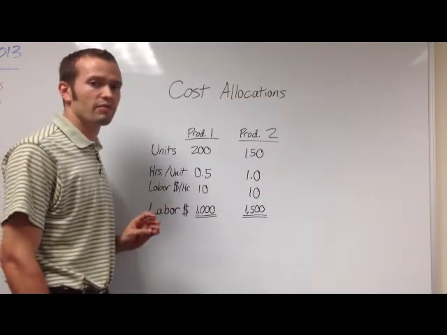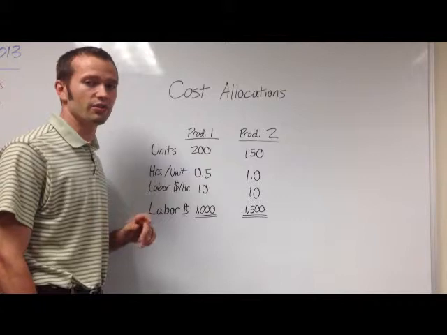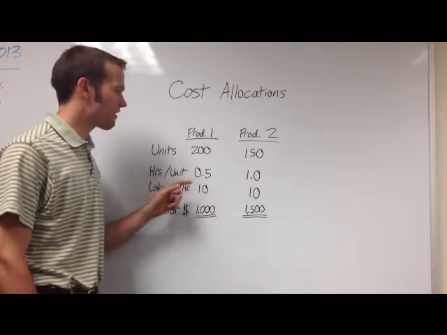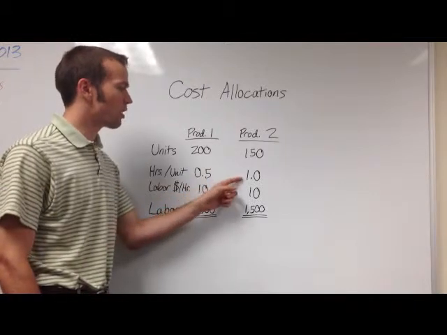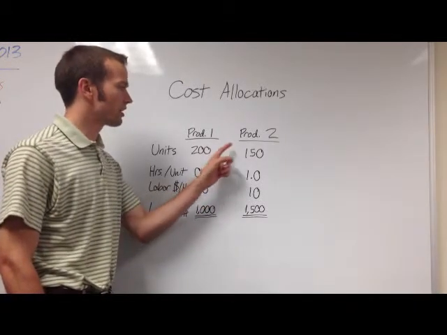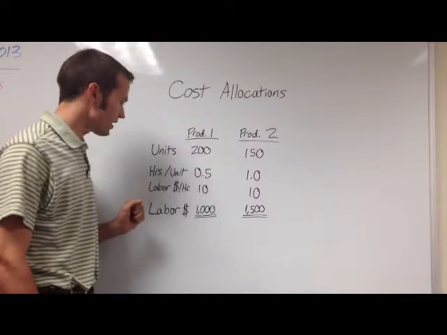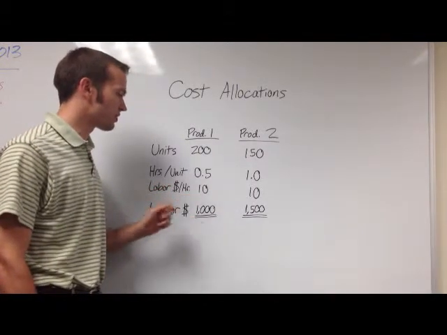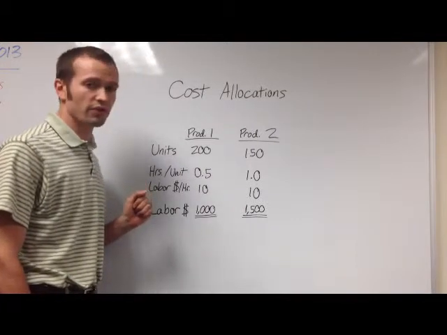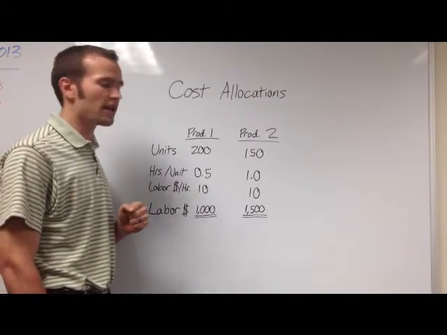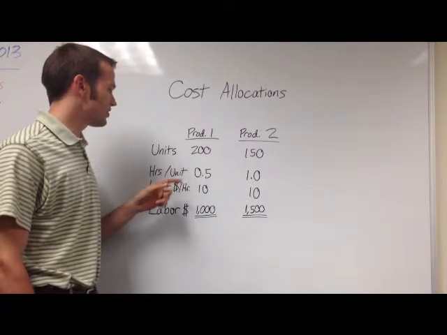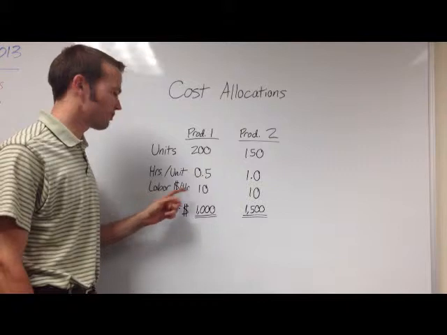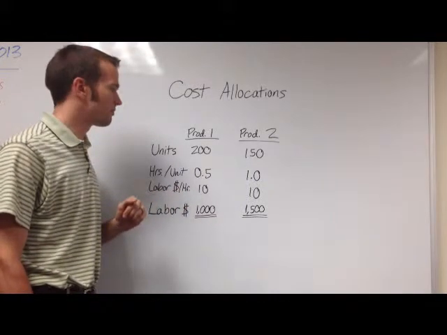The labor time that it takes to manufacture a unit of product 1 is half an hour, and it takes 1 hour to manufacture product 2. The cost per hour that we're going to be using here is $10 an hour, and so the way you calculate the dollars to allocate to each product is you take the number of hours spent on each product and multiply it by your labor rate.